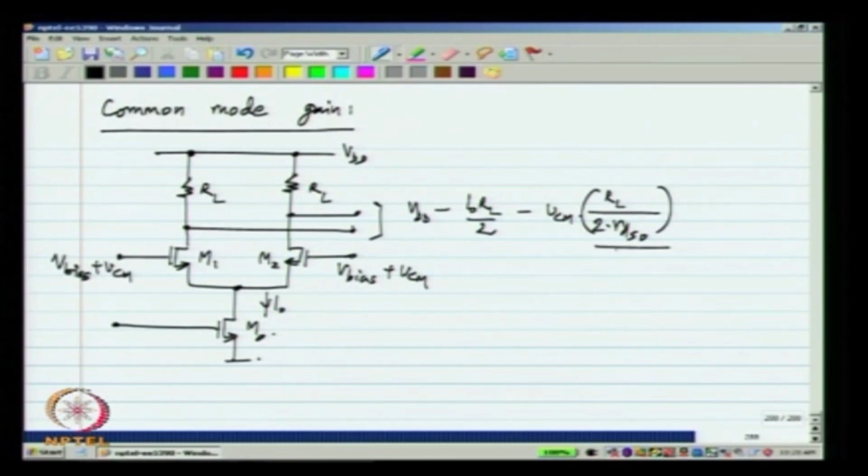and the common mode gain will be approximately this. I have ignored the GMs of M1 and M2. I assume that the output resistance of M0 is so large that the common mode gain can be approximated by RL by 2 times RDS0. So, you can improve the common mode rejection by improving the RDS of the tail current source M0, and that is mainly what decides the common mode gain and consequently the common mode rejection ratio.